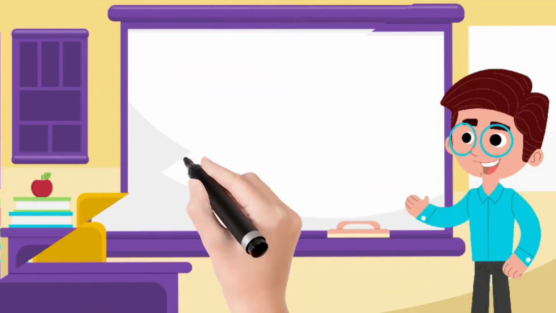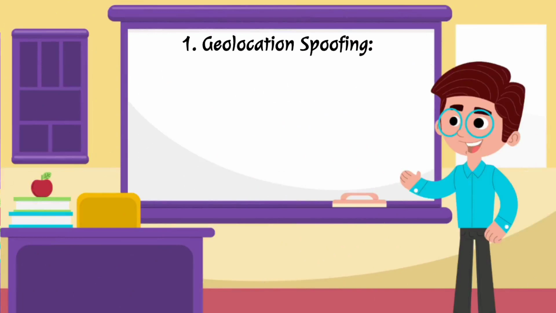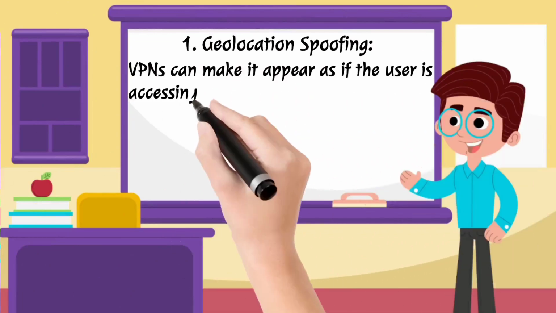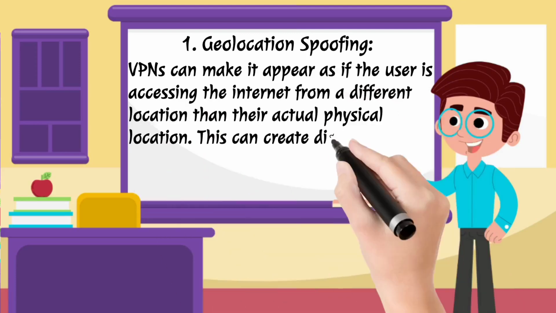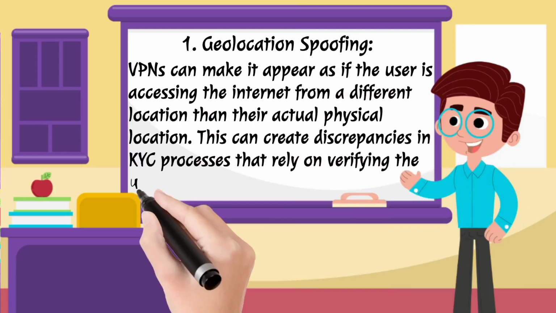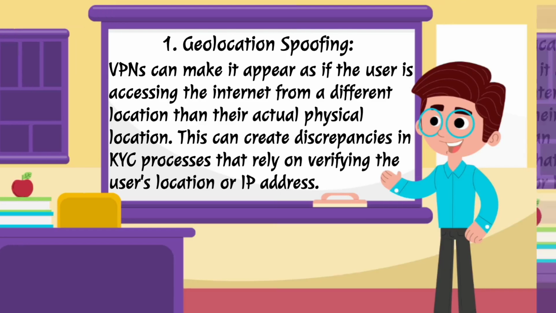Number one is geolocation spoofing. Now, VPNs can make it appear as if the user is accessing the internet from a different location than their actual physical location. You see where the problem is coming from. This can create discrepancies in KYC processes that rely on verifying the user's location or IP address.